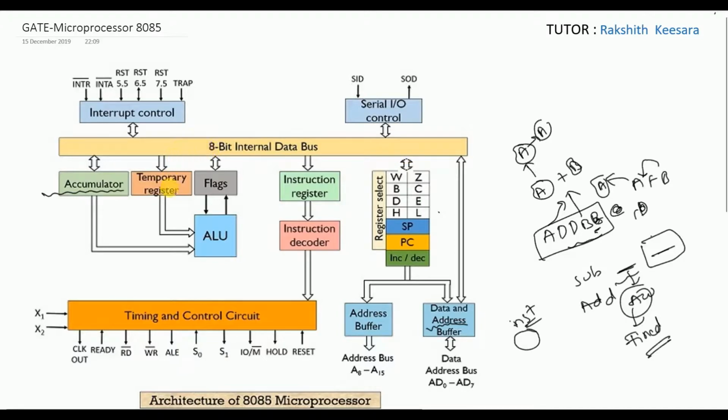If we write ADD B, the data which is present in B is sent to the temporary register. So what is the meaning of the ADD B instruction? The data present in B should be added with the accumulator and the result stored in the accumulator. In the accumulator, data is already there. The data present in the B register is sent through the internal bus to the temporary register. So what the ALU will do is add this temporary register data with the accumulator data and store the result back in the accumulator.